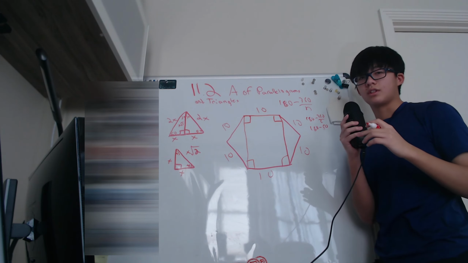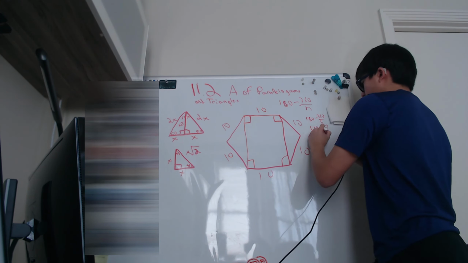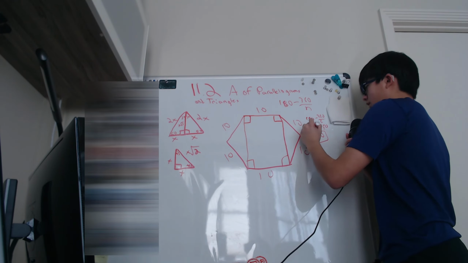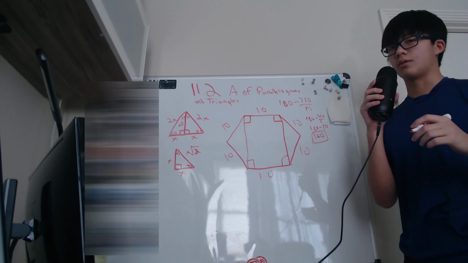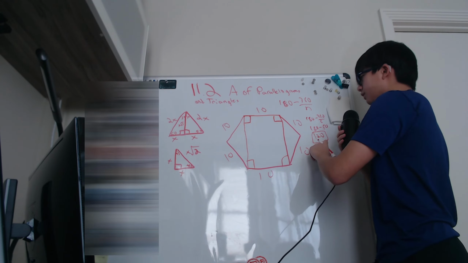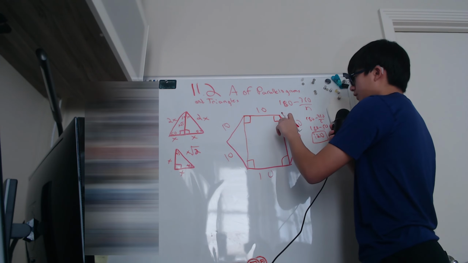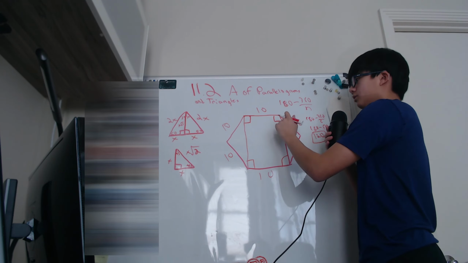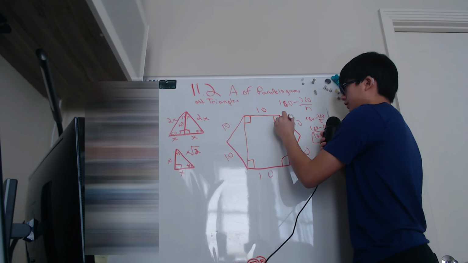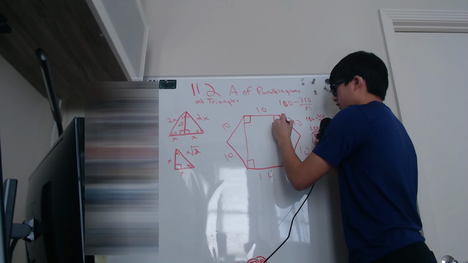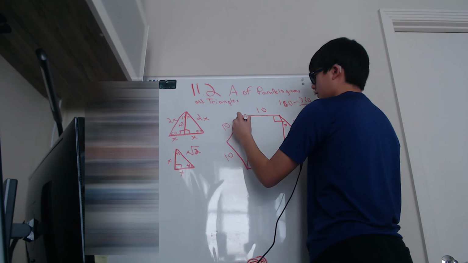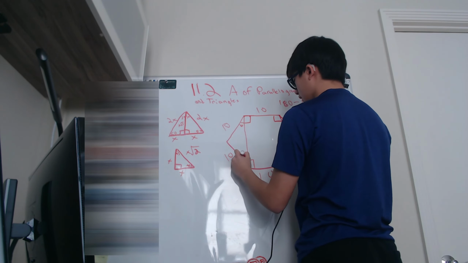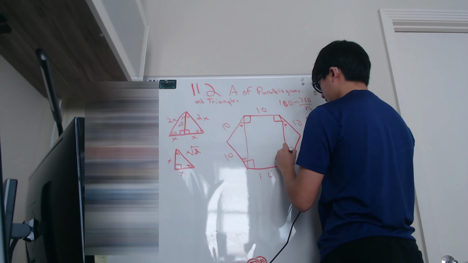We know this is the interior angle of this hexagon here, so we know this is 120. We know this is 90 because it's a right angle. So from that we know that this side will have to be 30. We know that this side will have to be 30, and so will this one, and this one, and this one.